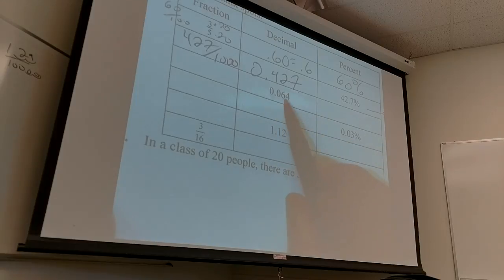All right, what about this one? Where can I go from here? Either way actually is easy, right? Hopefully, or relatively easy. How do I go from this to a percent?